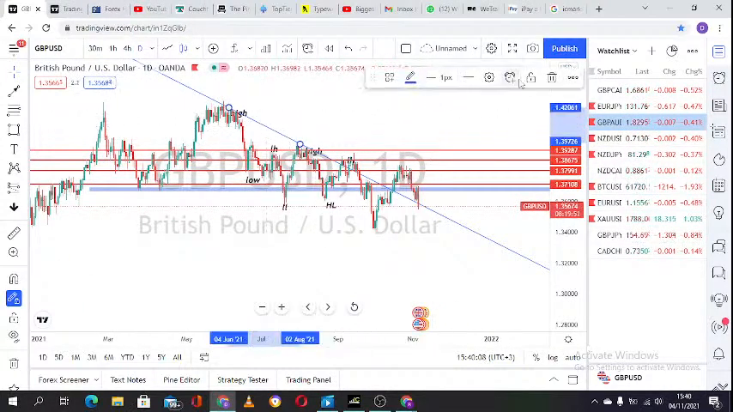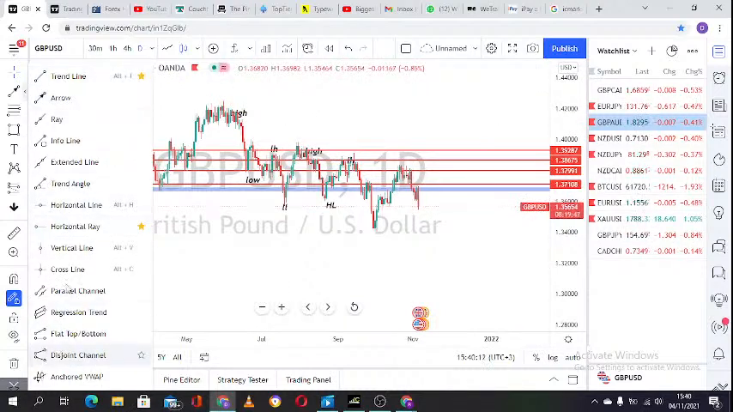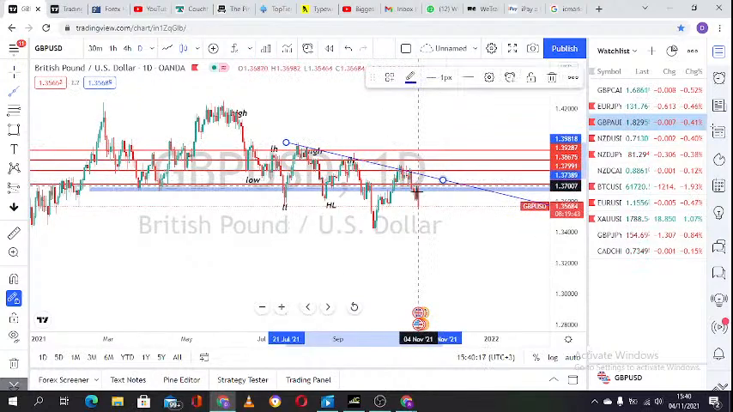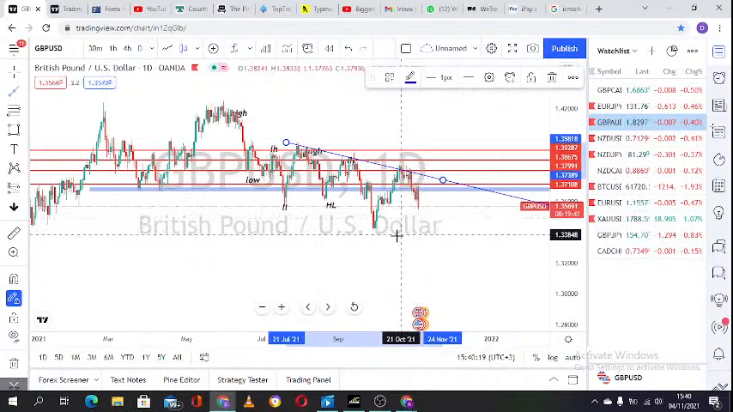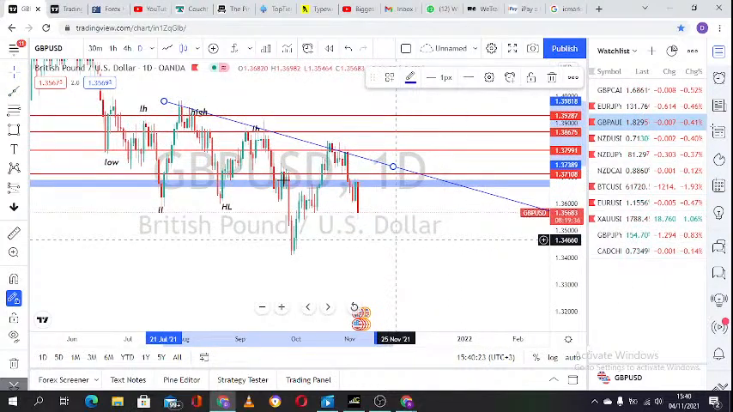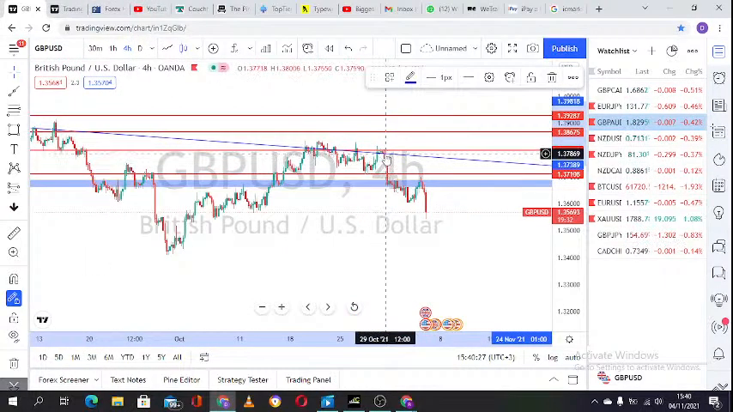Even let me remove this trend line. Let me draw. Where's my way? Oh, just beautiful. Just short it. Look for an entry, enter the entry, continue towards the downside.